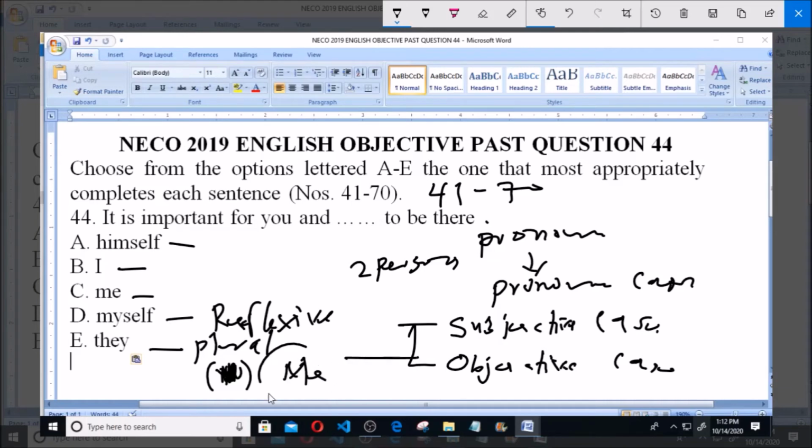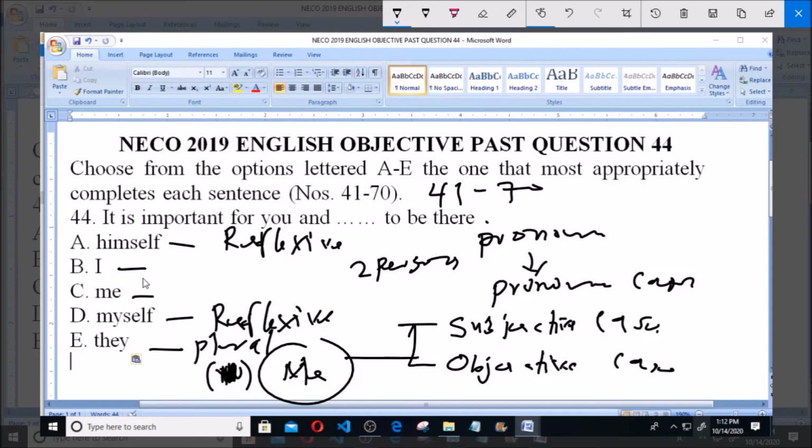So I want to talk of the objective form of pronoun. The objective form of pronoun cannot begin a sentence or start a sentence, and for that reason me cannot function in this sentence. You cannot say it is important for you and me to be here. No. Then himself is also a reflexive pronoun, so it cannot function in this statement. So it is important for you and himself to be here. No.